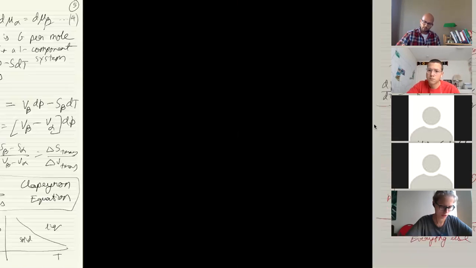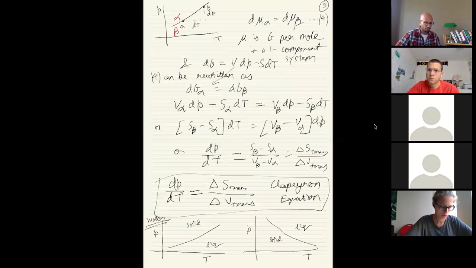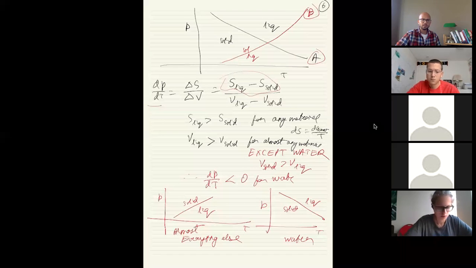So I did this. Next time I'm going to start over again from the Clapeyron equation, and we will revisit this example and also look at ice skating.